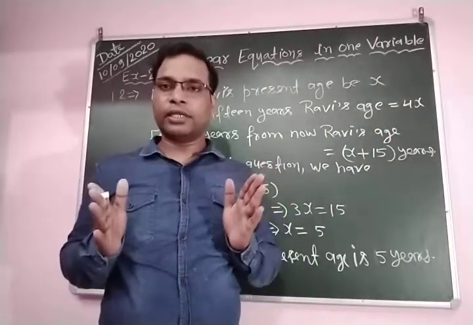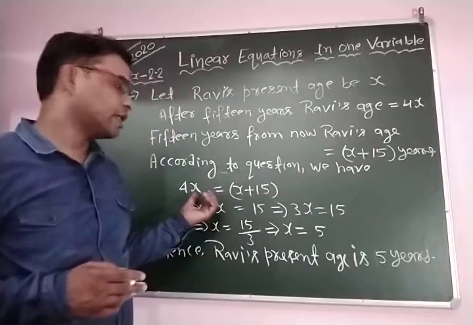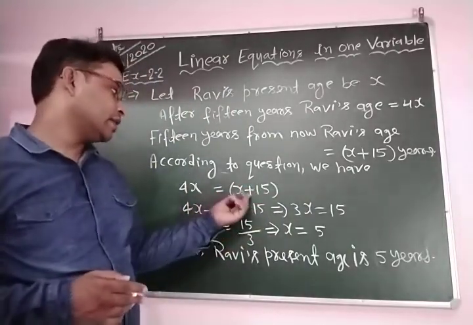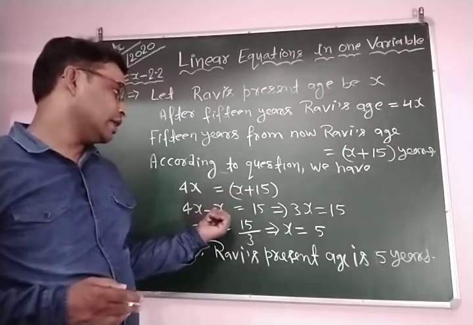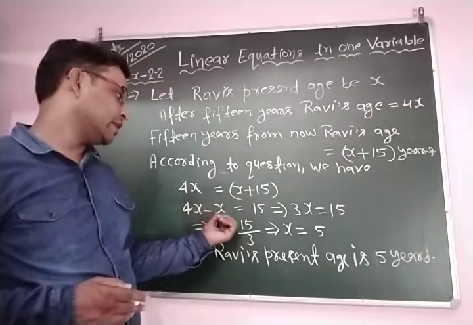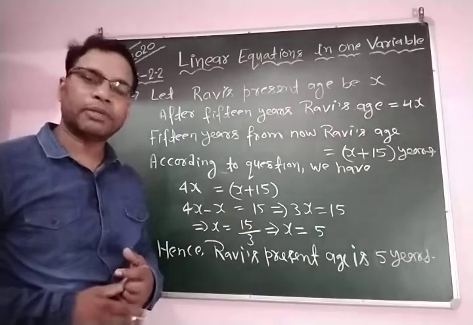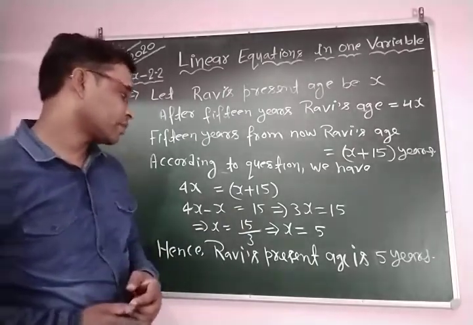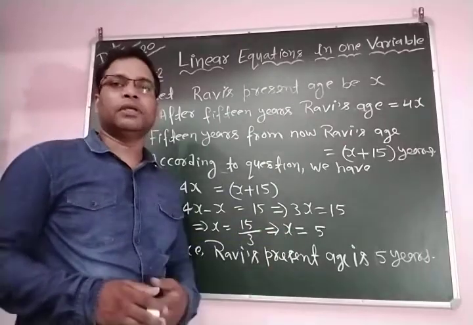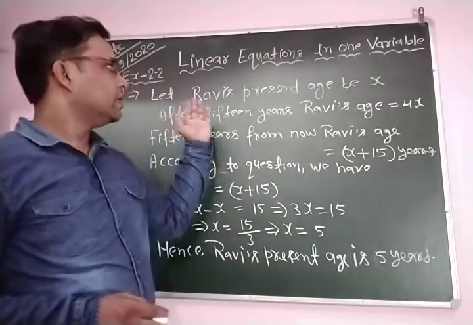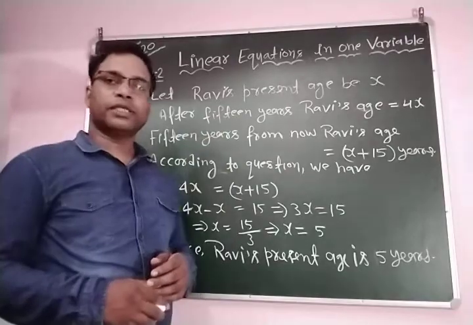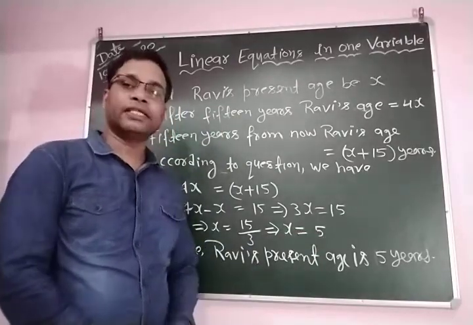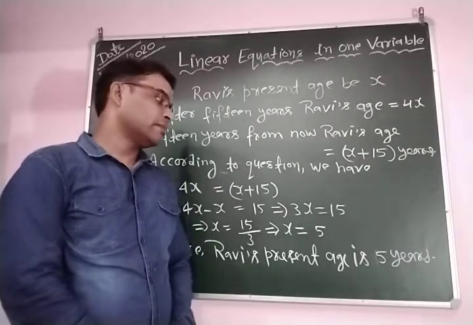It means that both are equal. So here we can write 4x is equal to x plus 15. When we transpose this x to the left-hand side, we obtain 4x minus x, and in the right-hand side we obtain 15. We can solve this, and we find the value of x is 5. So what is x? We let Rabi's present age be x, so Rabi's present age is 5 years.